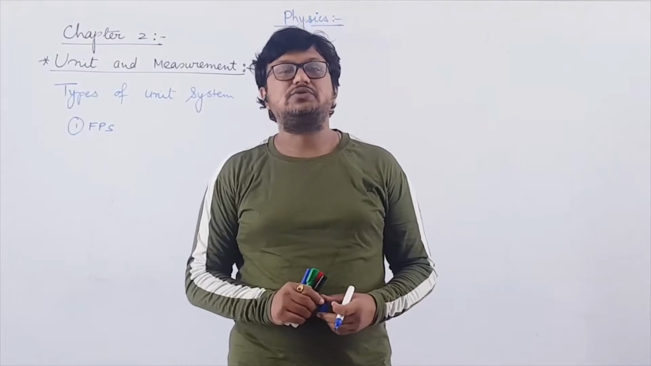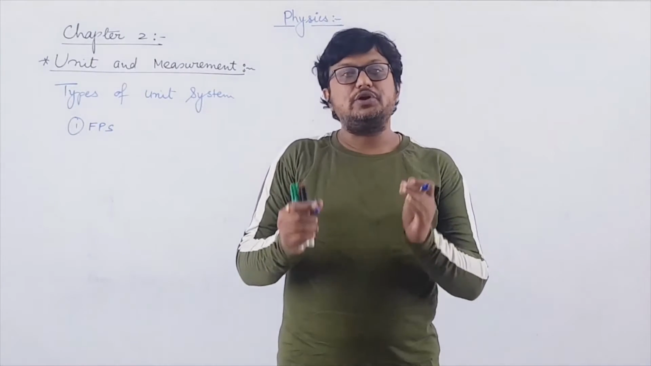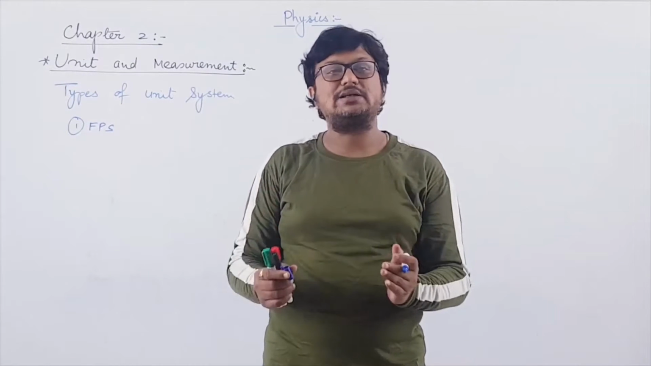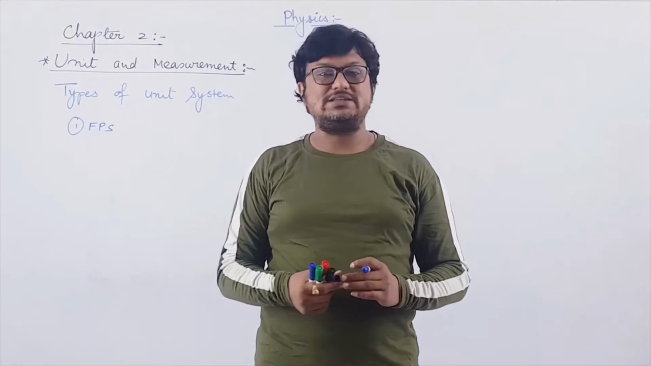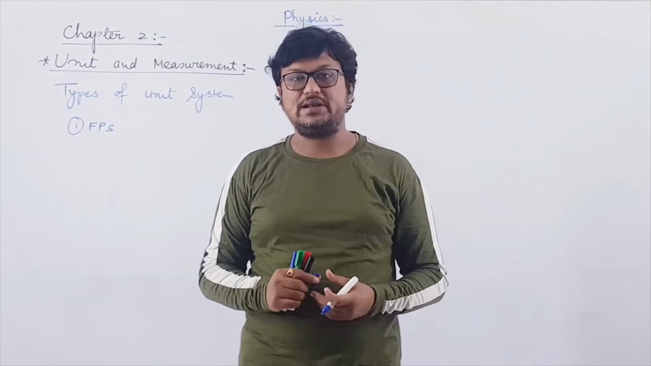The drawback of this unit system was that it is difficult to convert, let us say, a unit of length from foot to meter or centimeter, and in the same way a unit of mass from pound to kilogram or gram. So this system fails.